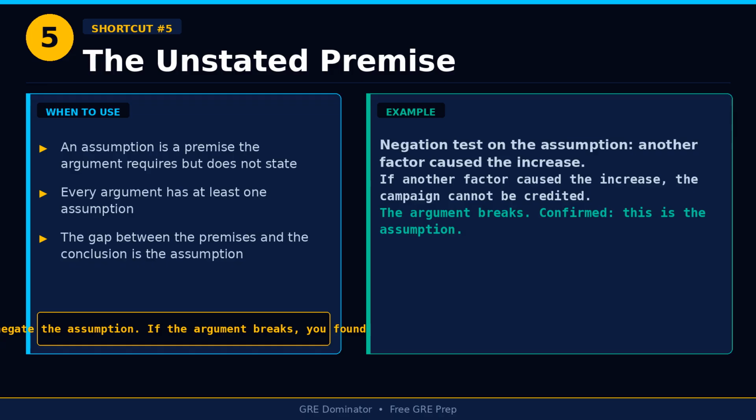The negation test is the most reliable method for identifying assumptions. Negate the candidate answer choice and ask whether the argument still works. If the argument breaks when the assumption is negated, you have found it. In the example, negate the assumption: another factor caused the increase. Now the campaign cannot be credited. The argument breaks. Correct assumption.